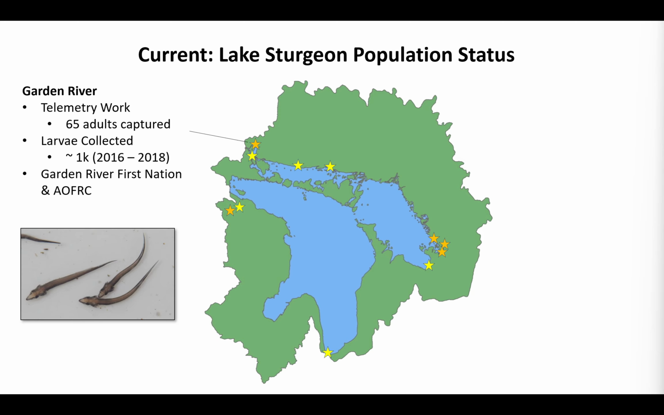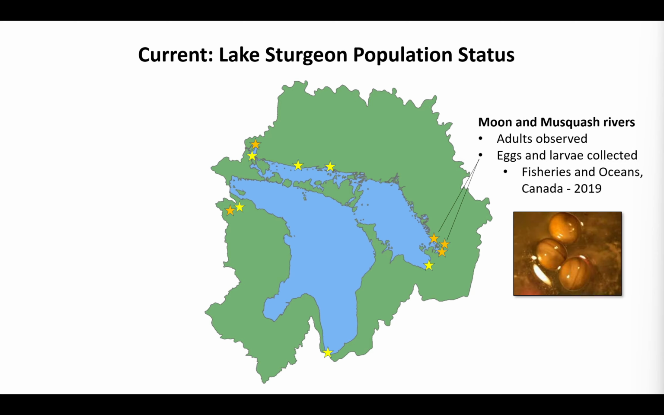And during that same time period, in 2016 to 2018, there were about 1,000 larvae captured as well. That's quite a few larvae, right? Every year, consistently being captured. So good evidence of natural recruitment. We just don't have the adult spawning numbers, how many fish are migrating up that system every year.